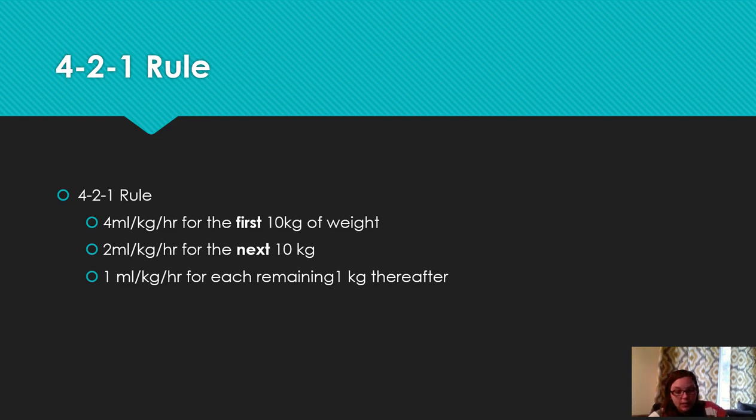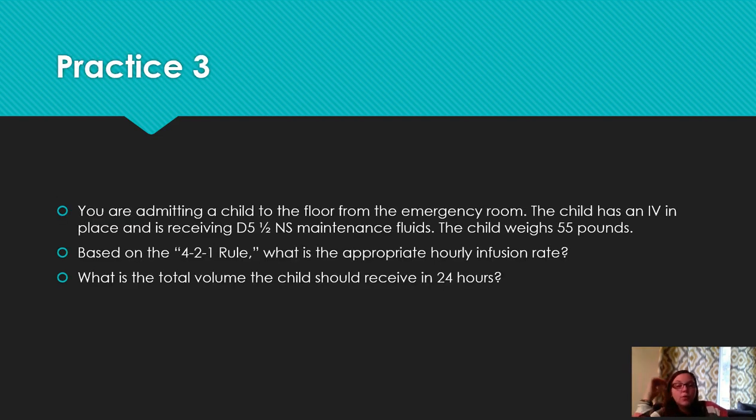So let's look at an example. You are admitting a child to the floor from the emergency room. The child has an IV in place and is receiving D5 NS maintenance fluids. Your child weighs 55 pounds. Based on the 4-2-1 rule, what is the appropriate hourly infusion rate? And then what is the total volume the child should receive in 24 hours?